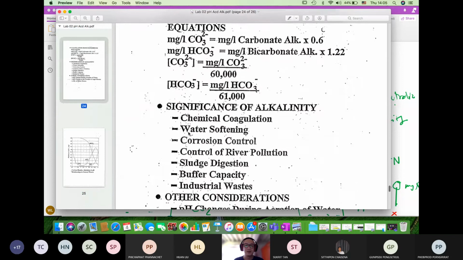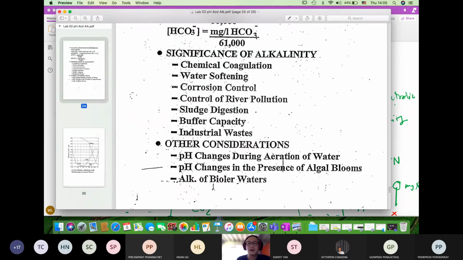So we need to know the alkalinity. The alkalinity is important in the chemical treatment process, chemical coagulation, as I mentioned, and water softening. If you want to soften the water, reduce the amount of hardness in the water, you may have to pay attention to the pH and also the alkalinity.